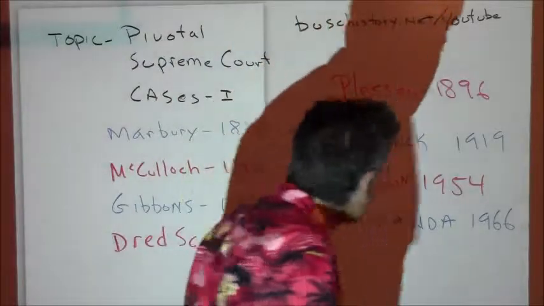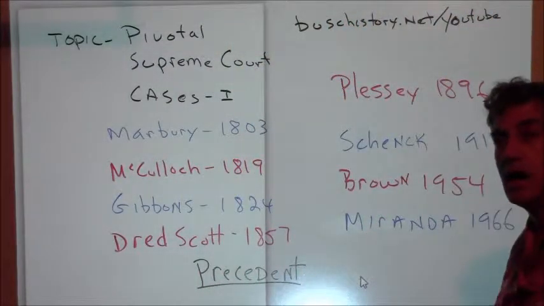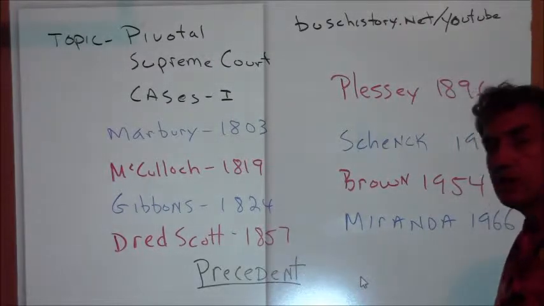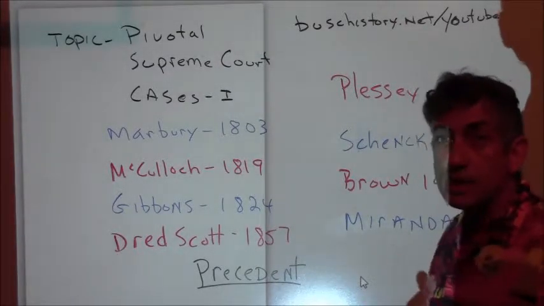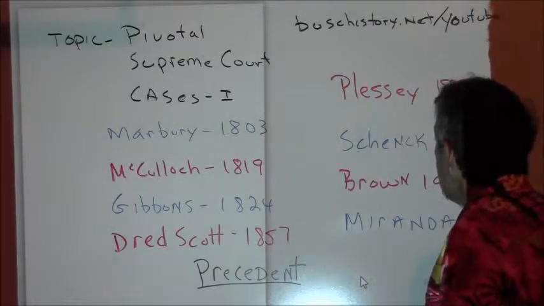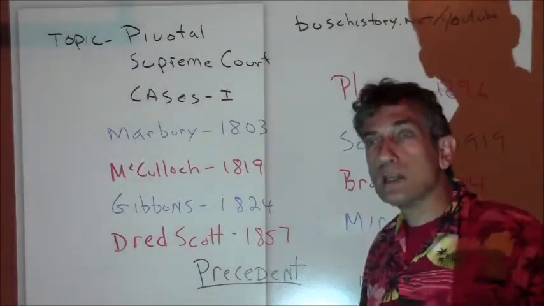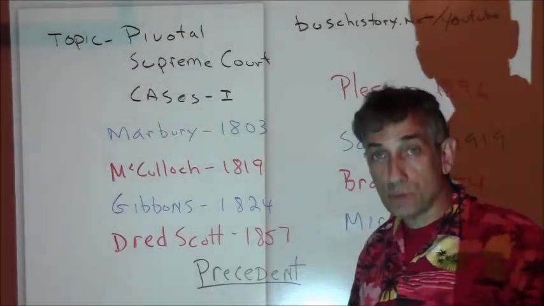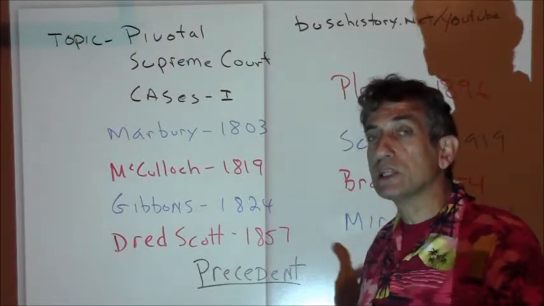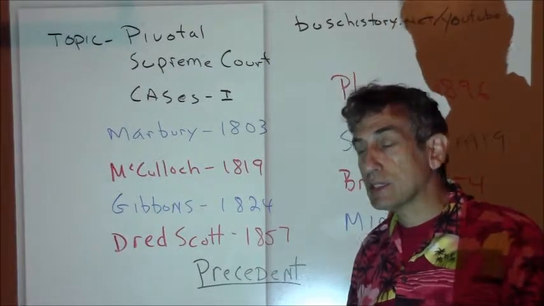Then we're going to go over here to Plessy in 1896, and that's going to deal with the whole idea of, can states set separate facilities for blacks and whites, the idea of separate but equal, and that will come into play in 1896 with Plessy. Schenck in 1919 has to do with how our rights are viewed during time of national emergency. In 1917, World War I was going on, and Schenck is dealing with that. Do we have absolute right to freedom of speech during a national emergency?